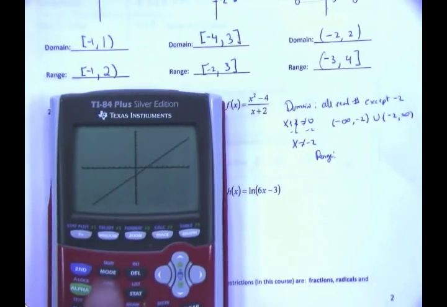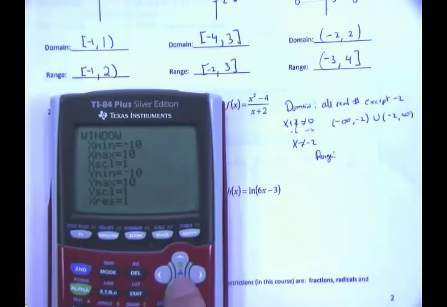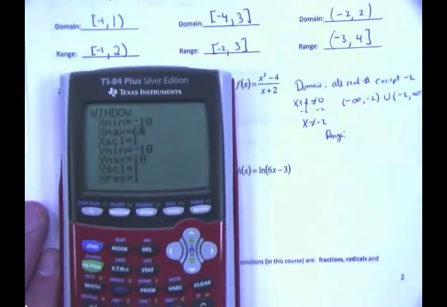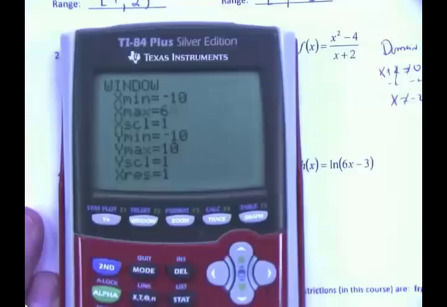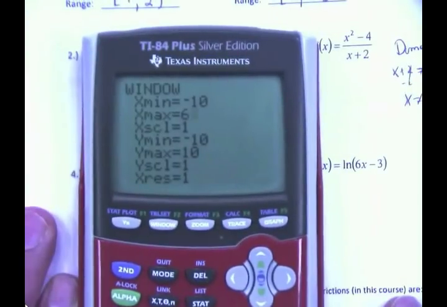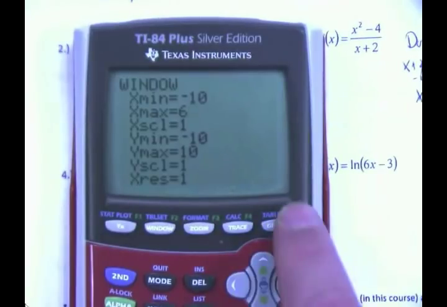Let me change this up a little bit. I'm going to change my window and blow this up so you guys can see it a little better. I'm going to go from -10 to 6, just changing the x's a little bit. Now let me blow it up so you can see it better. There's a little delay in my system here. There we go. Let me hit graph.